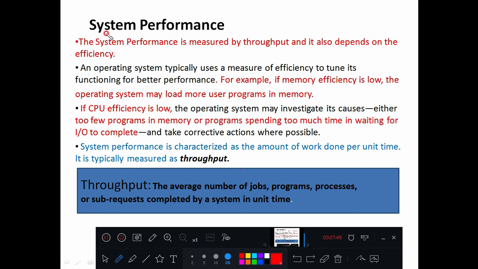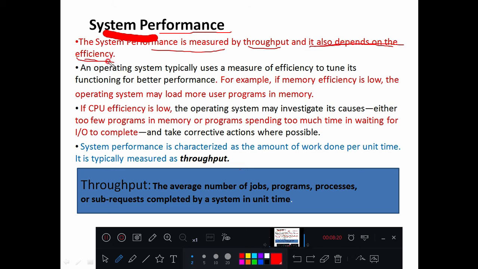Next topic is system performance. System performance is measured by throughput, and it also depends on the efficiency. These are all three terms we are discussing now: user service, system performance, and efficiency. These are all interrelated. So what do you mean by system performance? System performance I can measure with the help of throughput, and it also depends on the efficiency.